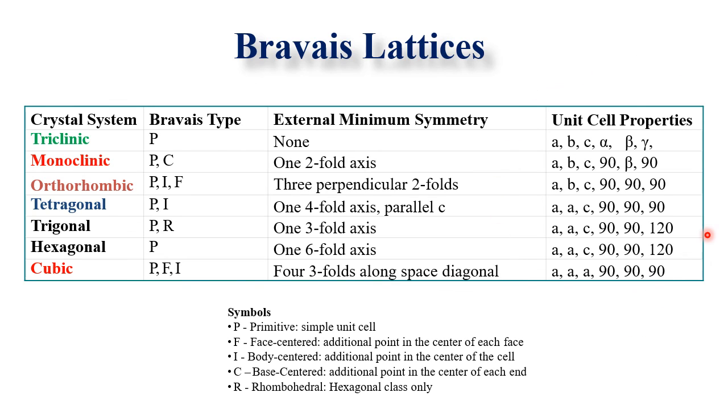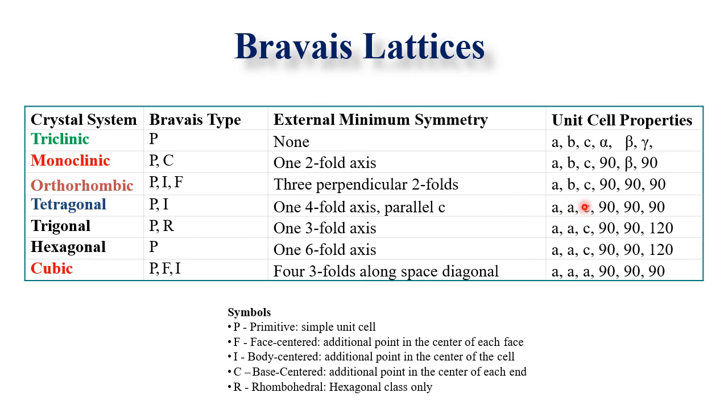For example, in triclinic all axes are unequal, so they are represented as a, b, c and alpha, beta, gamma, because all the angles are different. In monoclinic we have three axes of unequal length, two angles of 90 degrees and one angle not 90. And in orthorhombic the a, b, c axes are again of unequal length, but the angle between them all is 90 degrees.